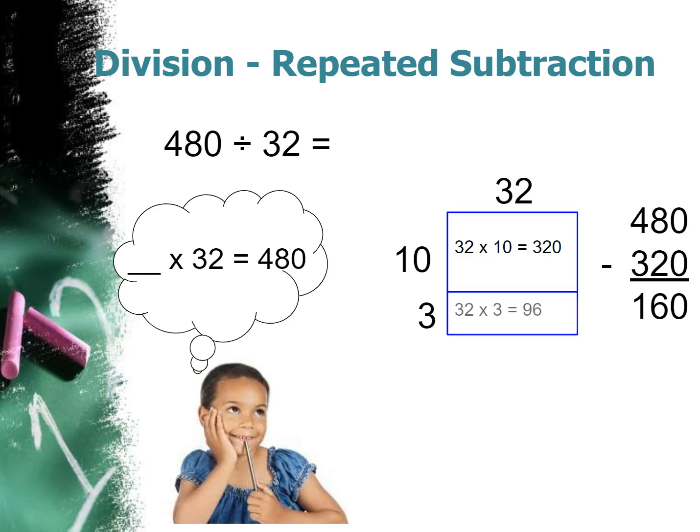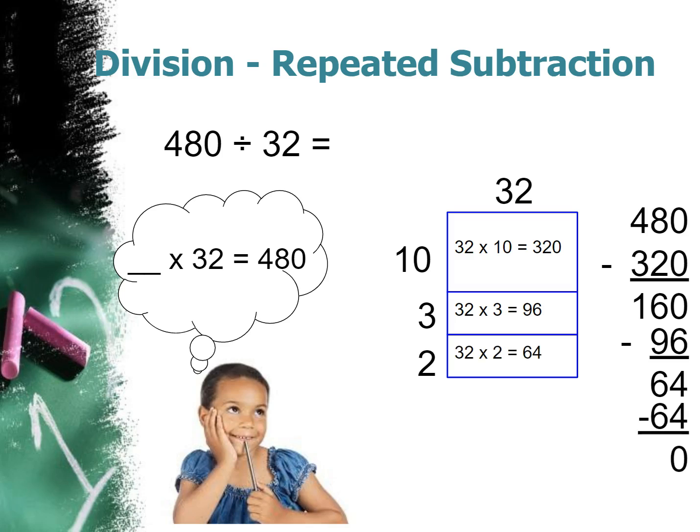I know that 3 times 32 is 96. 160 minus 96 is 64. Now I know that if I subtract 2 more groups of 32, that would be 64. When I subtract 64, I have 0 left. Now I can see that I subtracted 10, 3, and 2 groups of 32, or a total of 15 groups of 32. So 480 divided by 32 is 15.